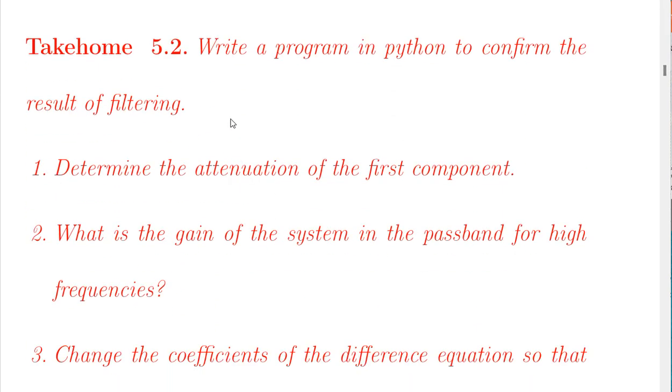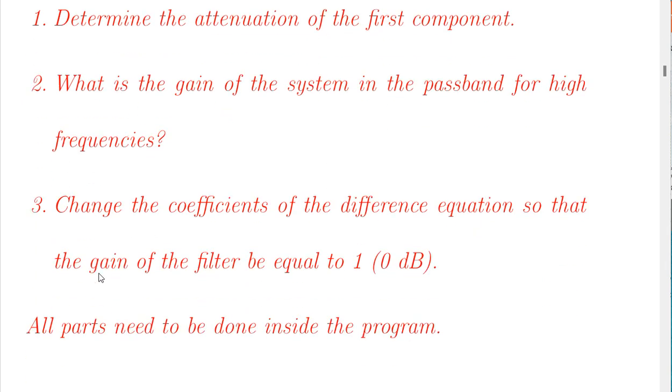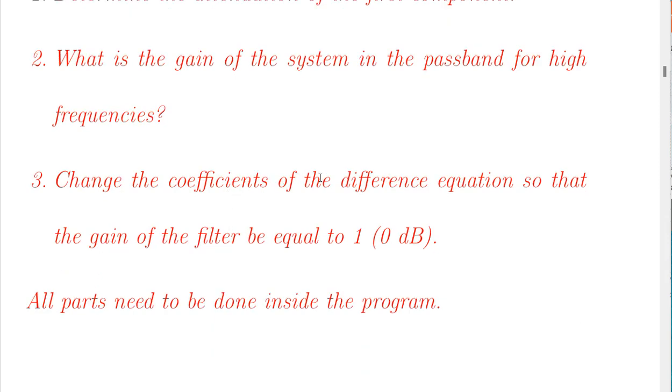Now, take home. Write a program in Python to confirm the result of filtering. The first question: determine the attenuation of the first component. 2. What's the gain of the system in the passband for high frequencies? 3. Change the coefficients of the difference equation so that the gain of the filter is equal to 1, 0 dB. All parts need to be done inside the program.